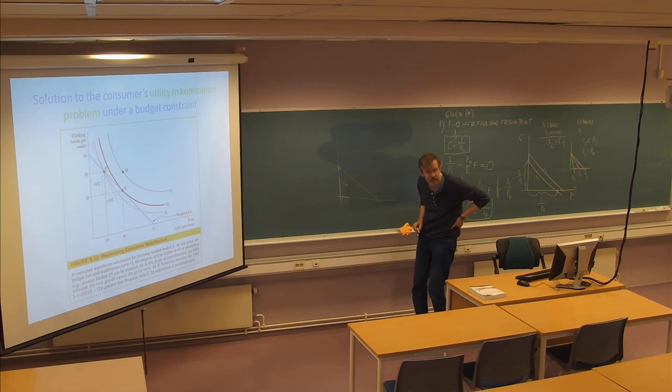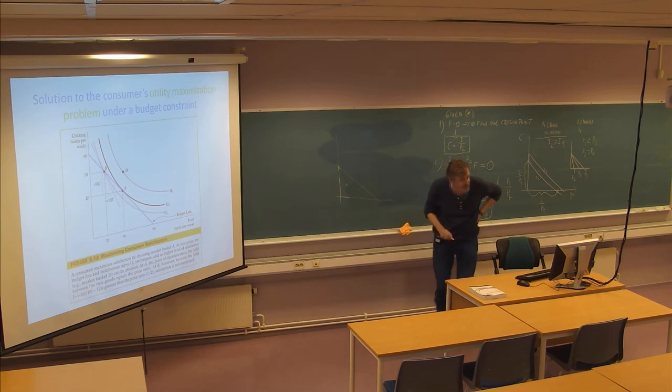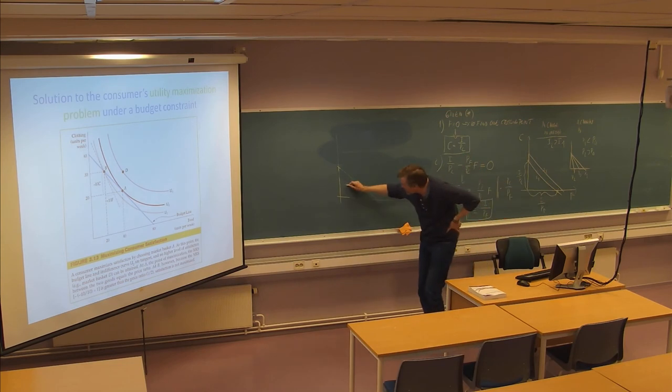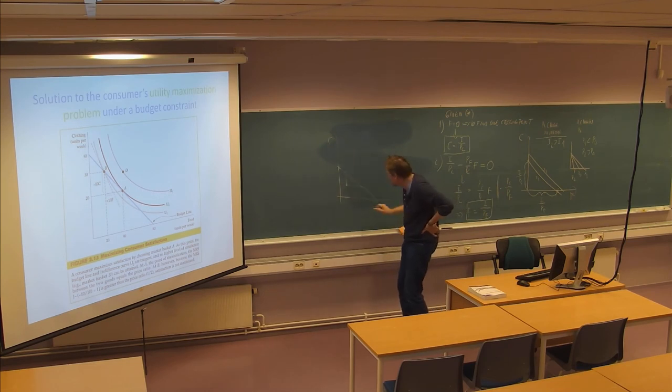Is that a happy consumer? No. You say no? Who said no? Oh yeah, why? Why is he unhappy? Because his income budget is that much, and at that point he's buying less clothes and less food, so he's not at his maximum. Yeah, he can get more utility, can't he, if he moves up here? Or if he moves over there, from this point to this point, he keeps the same amount of this axis, but he gets more of clothes in this transformation.